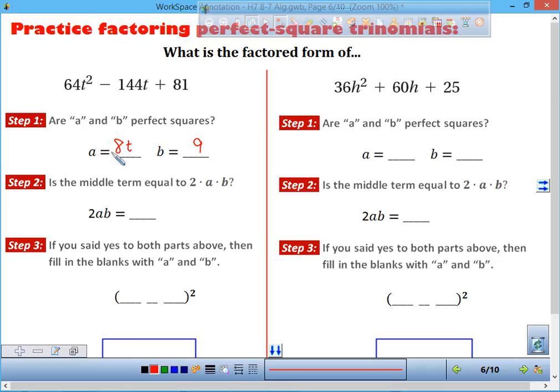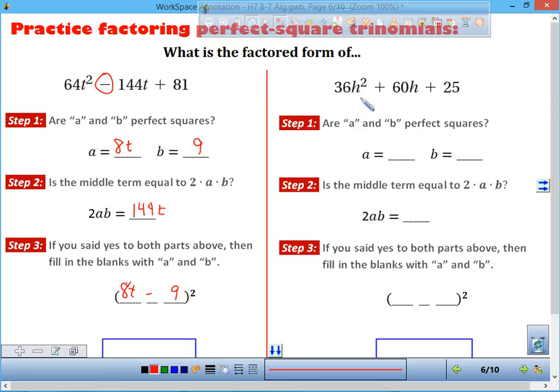Okay, so now we would have to take 2 times 8 is 16. 16 times 9, 144. Okay, so it's 144t. And then, because it's negative here, then we're going to say, 8t minus 9 quantity squared.